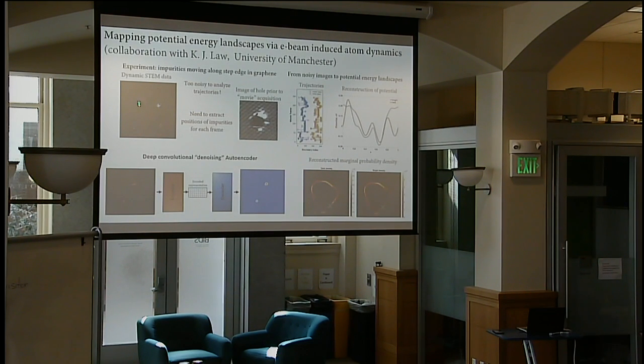So again, we started with this noisy movie, which didn't seem like much interest, and then we actually arrived at this atomic scale potential. So from image to physics via deep learning. I think that's another example of how it can accelerate scientific discovery.